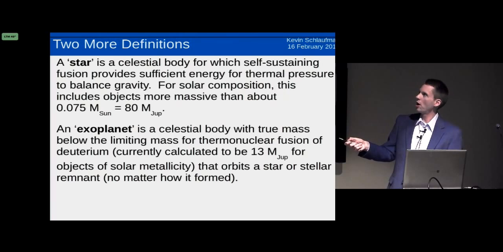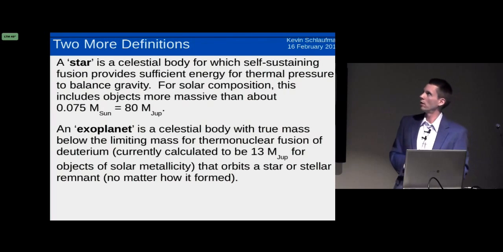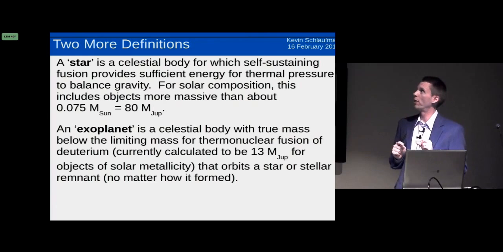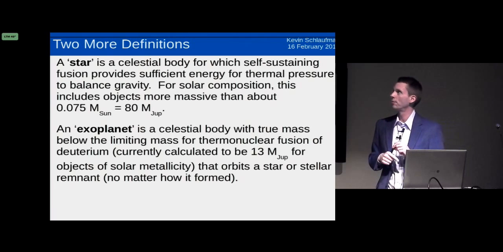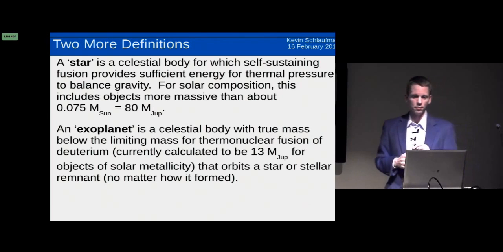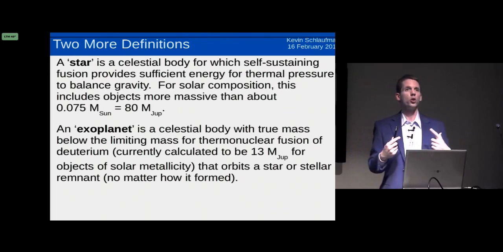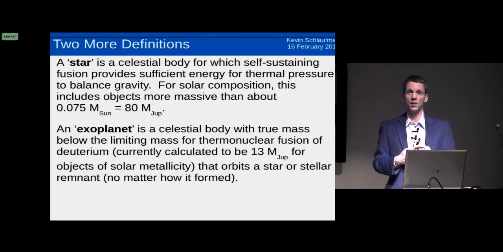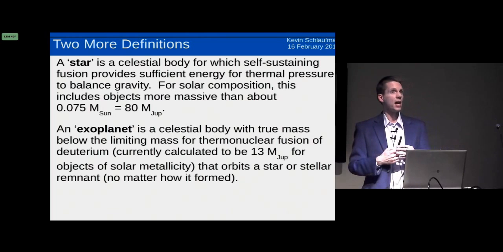So a star is a celestial body for which self-sustaining fusion provides sufficient energy for the thermal pressure to balance gravity. For solar composition, this includes objects more massive than about 0.075 times the mass of the Sun, or equivalently about 80 times the mass of Jupiter.